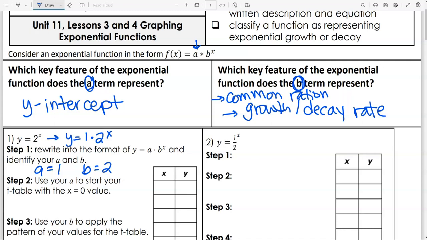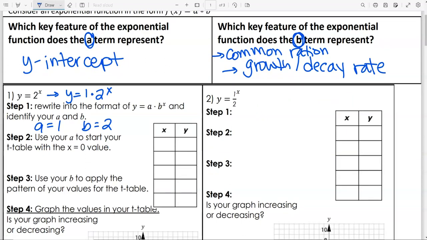We're going to use our a to start our t-table. We're going to give x a 0 and a is 1. That's where we know how to start our table. So we're going to start all of our tables with our y-intercept. Now we're going to use our b to apply to the pattern of our values in the t-table. So from x equals 0, let's do 1, 2, 3, and 4. Let's plug those into x.